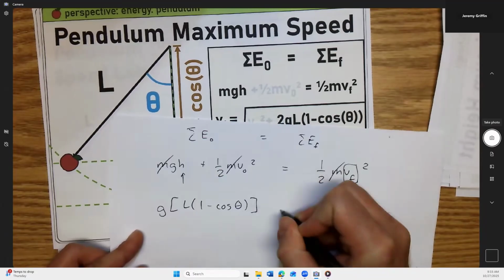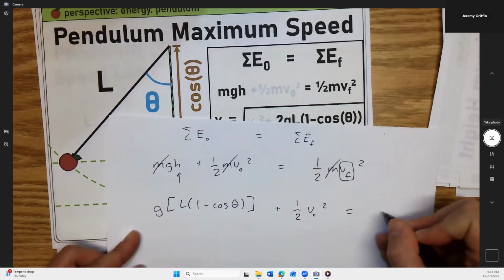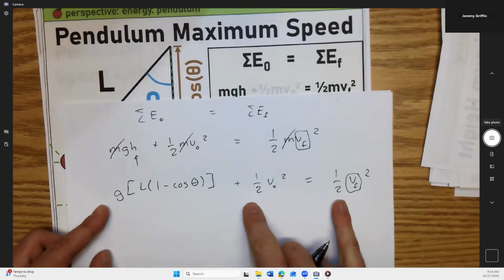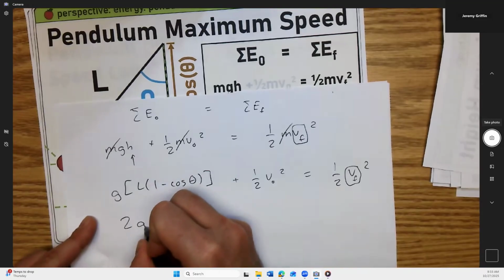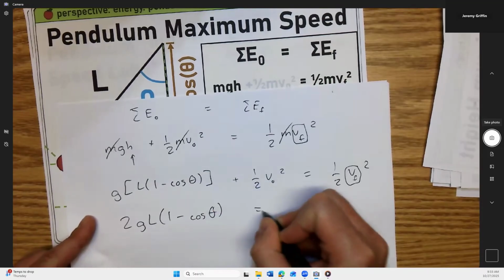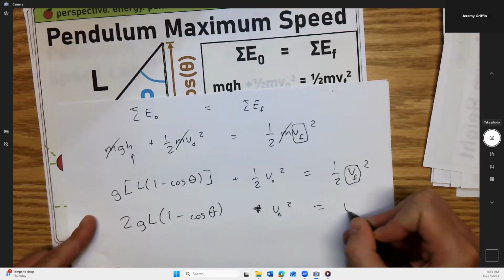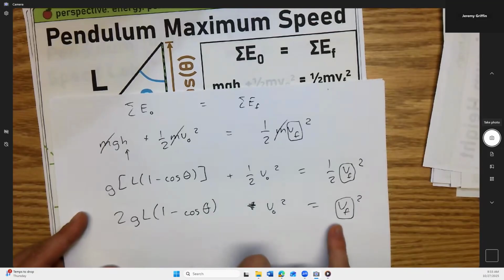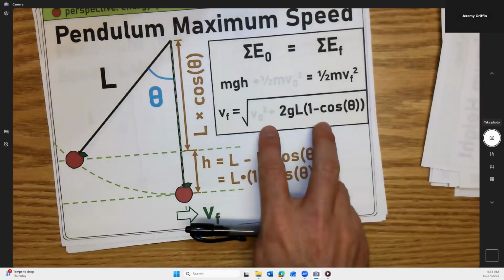Then plus 1/2 v naught squared equals 1/2 v final squared, which I'm solving for. Now I'm going to multiply everything by 2. So 2gL(1 minus cosine theta) plus v naught squared equals v final squared. What's the last algebra step to do to both sides? Square root. That leads exactly to this.